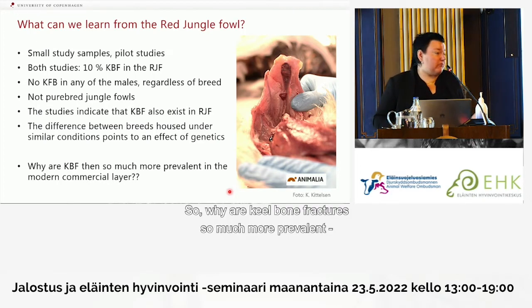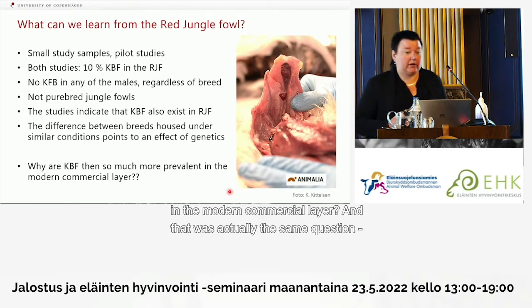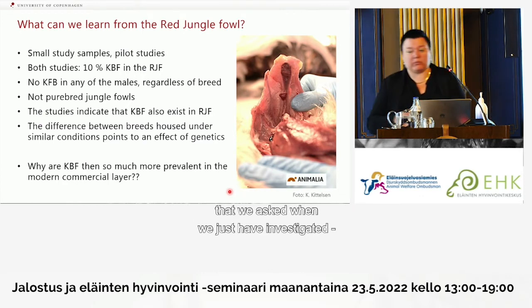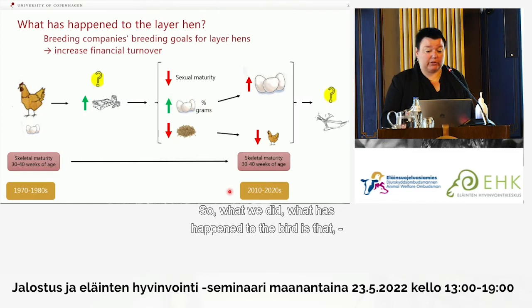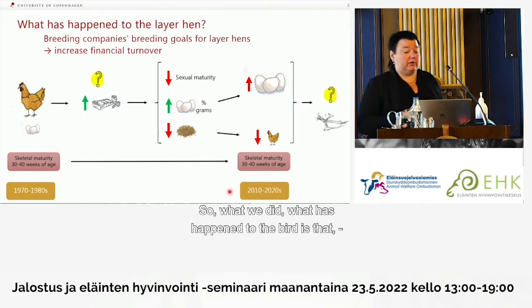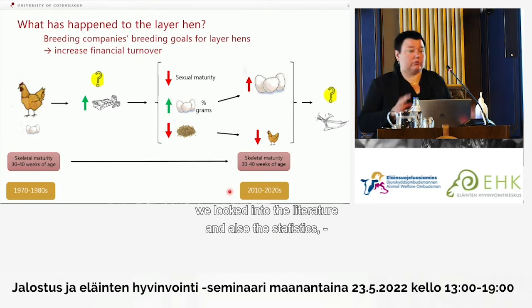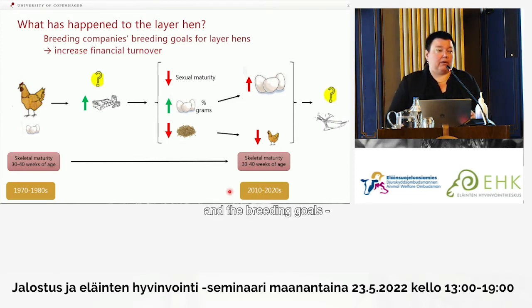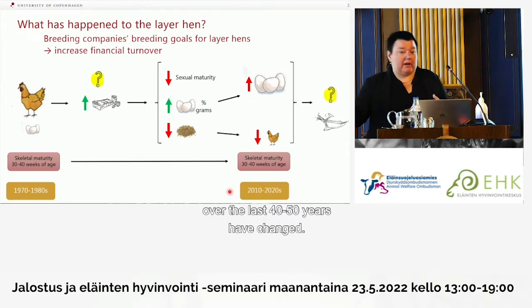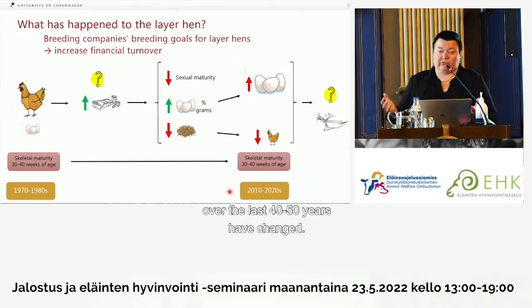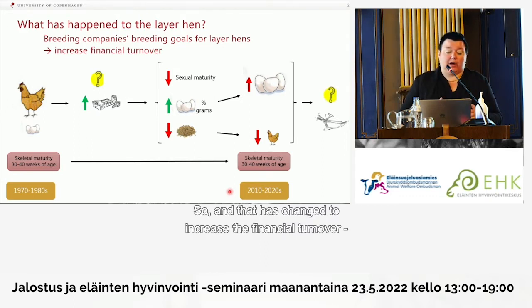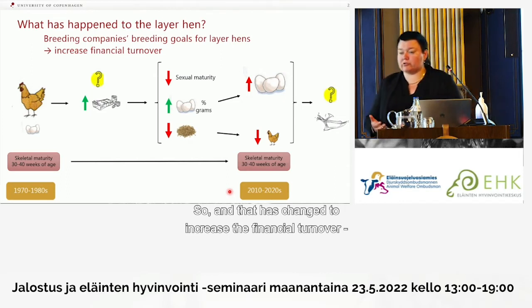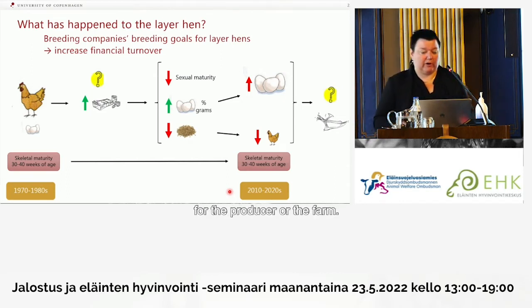So why are keel bone fractures so much more prevalent in the modern commercial layer? That was actually the same question that we asked when we had investigated very few flocks in the prevalence study. So what has happened to the bird? We looked into the literature and also the statistics, and the breeding goal over the last 40-50 years has changed. It has changed to increase the financial turnover for the producer or the farmer.